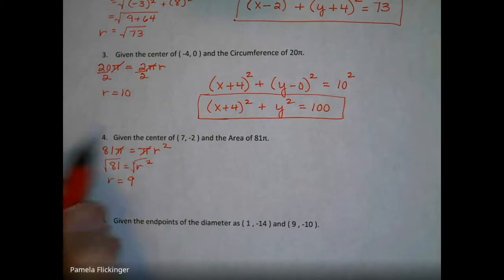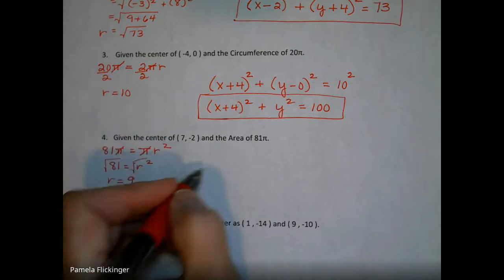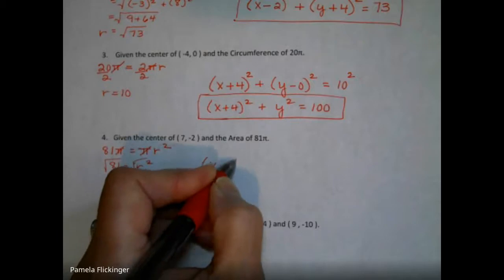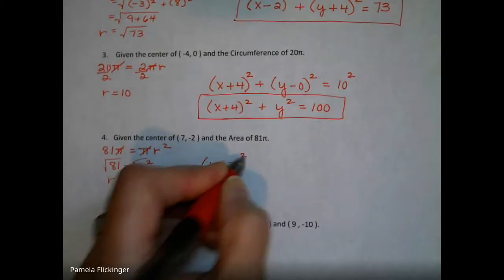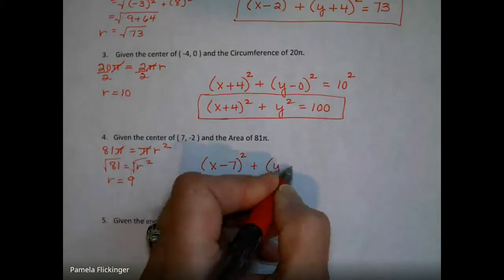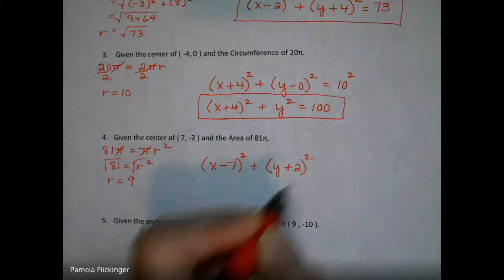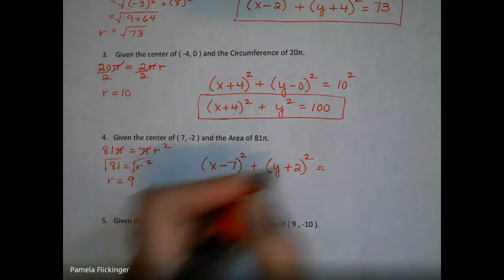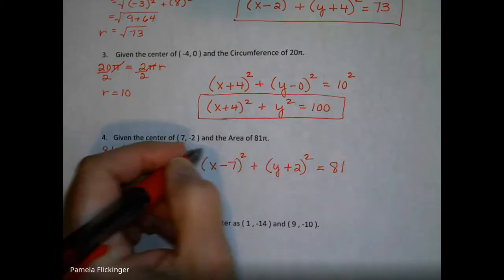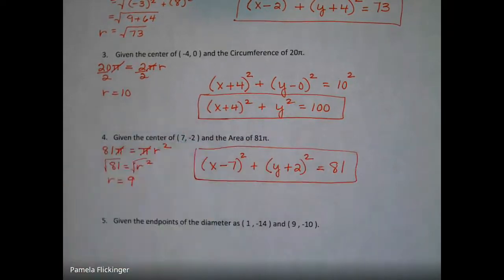All right, so again, here's our center. So I've got the quantity x minus 7, quantity squared, plus y minus a negative 2, which makes it y plus 2, equals 9 squared, which is 81. Done.